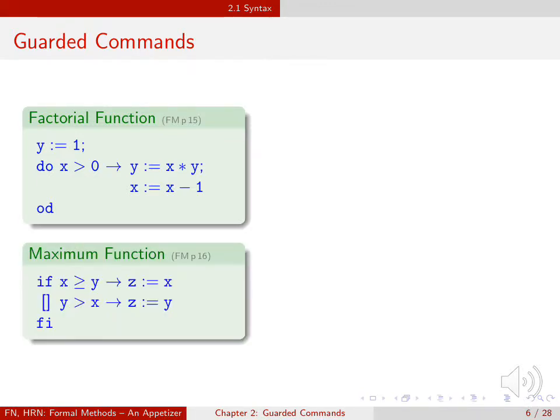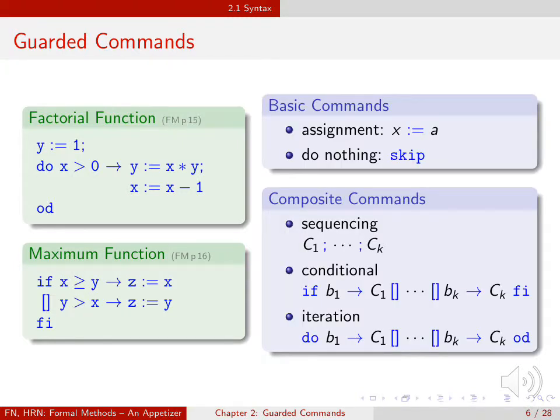Let us take a look at the next program. It makes a choice depending on whether x is greater than or equal to y or x is less than y. The effect is to set z to be the larger of x and y. What these two programs illustrate are some of the components of guarded commands.